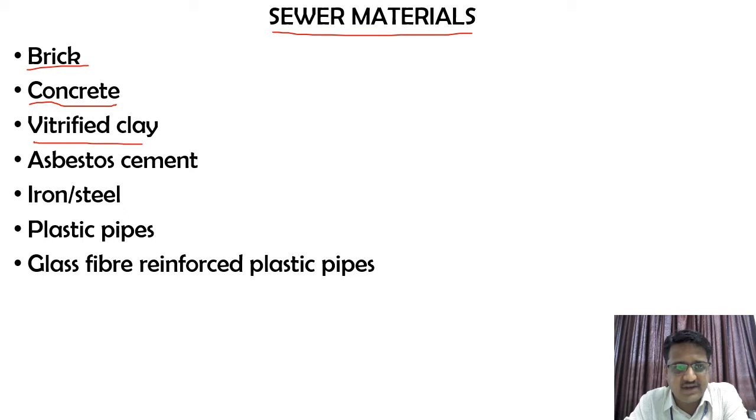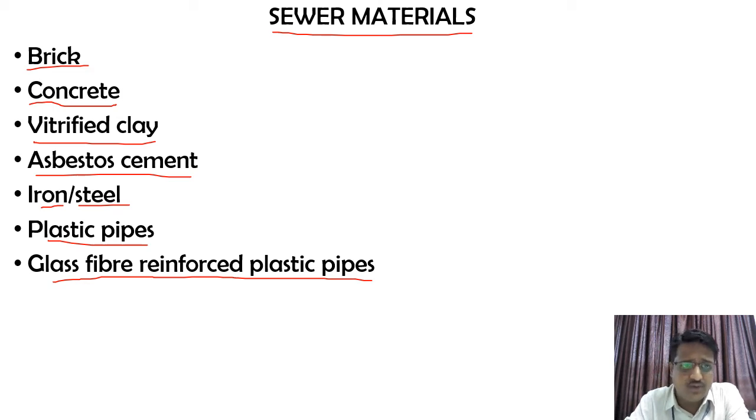Next we have vitrified clay. Next we have asbestos cement. We have iron or steel. We have plastic pipes, and then we have glass fiber reinforced plastic pipes. So let us see in detail about each of these sewer materials, along with their working, advantages and disadvantages.